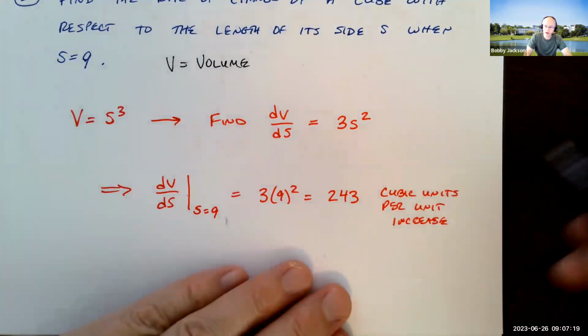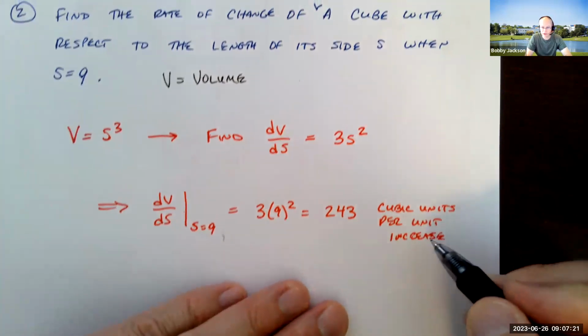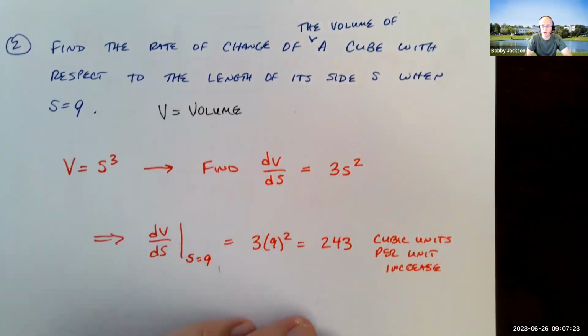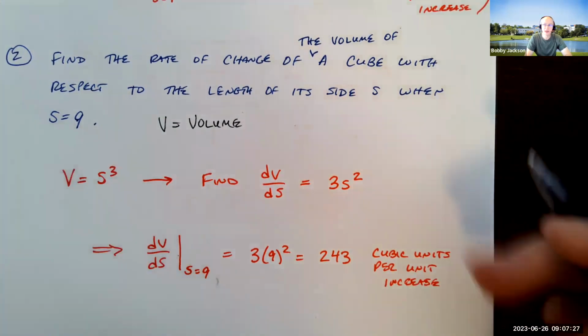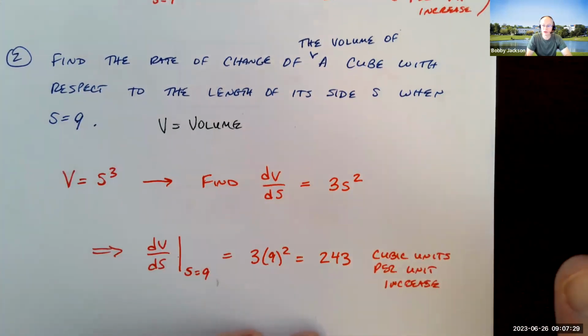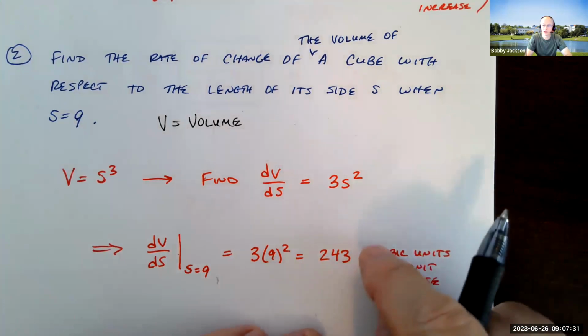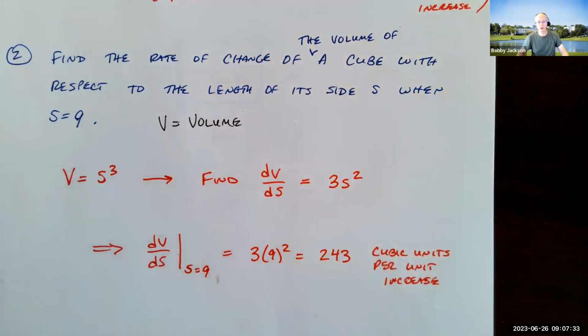The units here are cubic units per unit increase because volume would be cubic units. So again, if S were 9, say, inches, then the volume would be cubic inches, and we would say 243 cubic inches per inch would be the units.